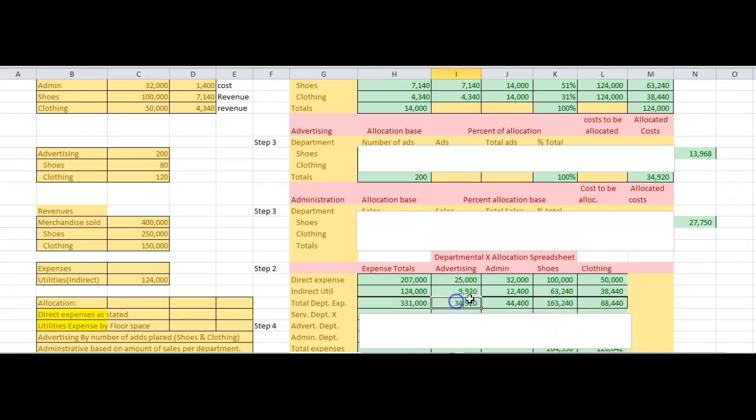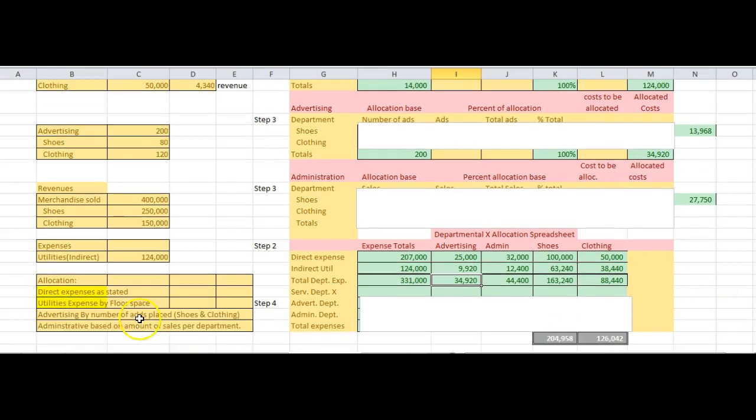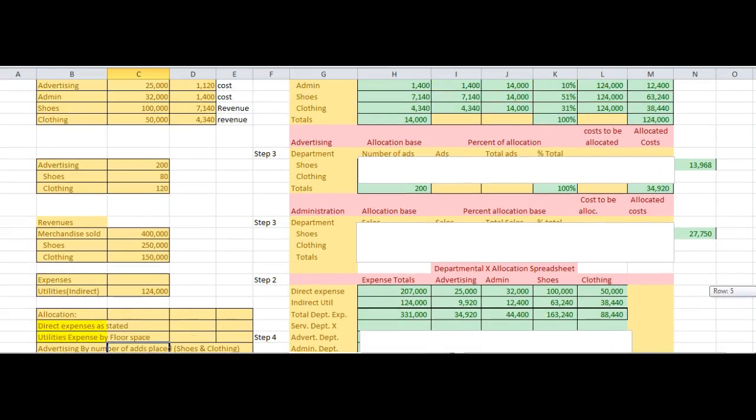Now we want to take these expenses and fold them into shoes and clothing because they are revenue centers. These two do not make money, but they do support departments that make money. So what does that look like? Well, first of all, we're going to do the advertising. And if I come down to the bottom, I find advertising is done by the number of ads, advertising they've got. And you'll find that number right here. They do a total of 200. There are 80 in shoes and 120 assigned to clothing.